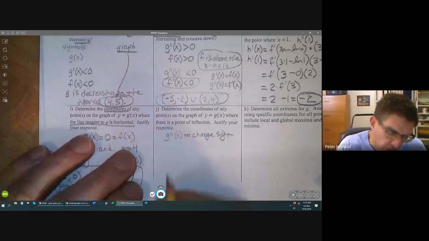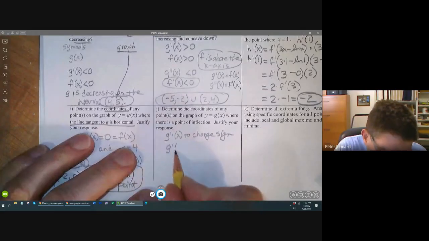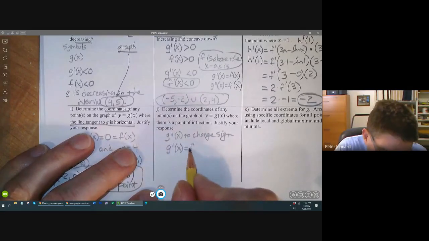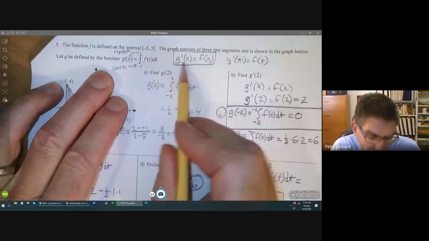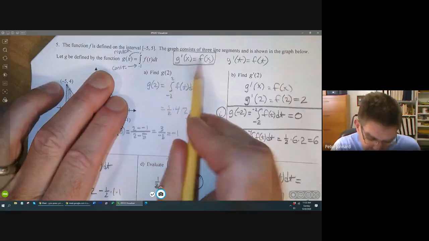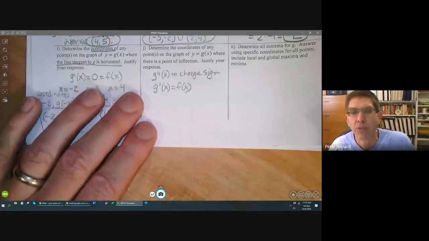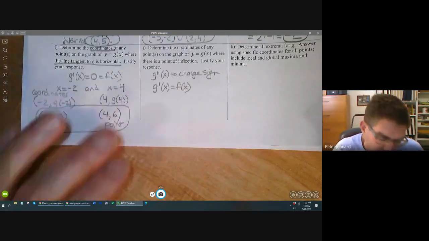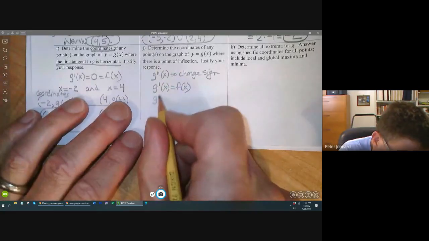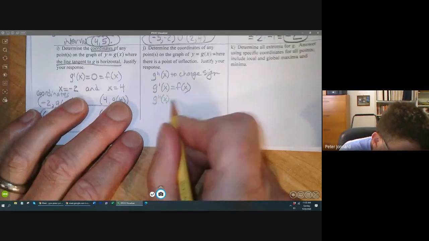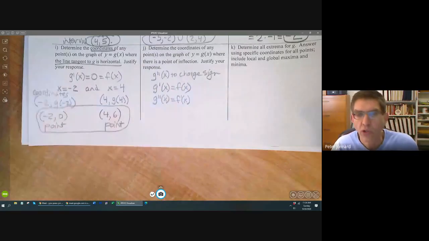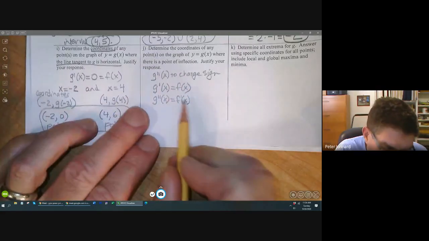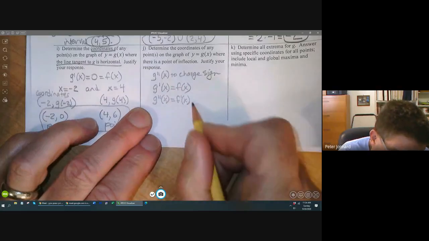So let's start off with what we know. We know g prime of x has to equal f of x. This is the fundamental theorem of calculus, basically saying if you integrate f and then take the derivative, you end up with the original function f of x. So we know that that's true. g prime of x has to equal f of x. So g double prime of x must by definition equal f prime of x. So what we're looking for is where does f prime of x change sign?